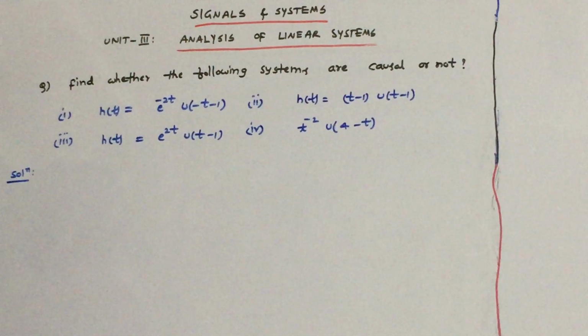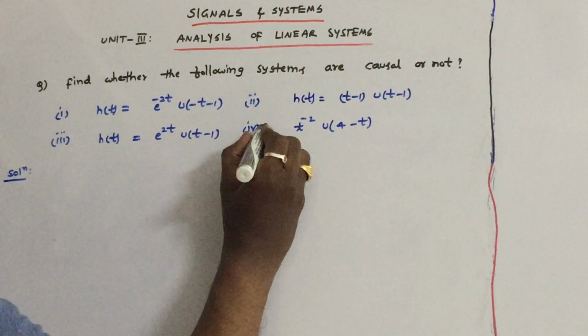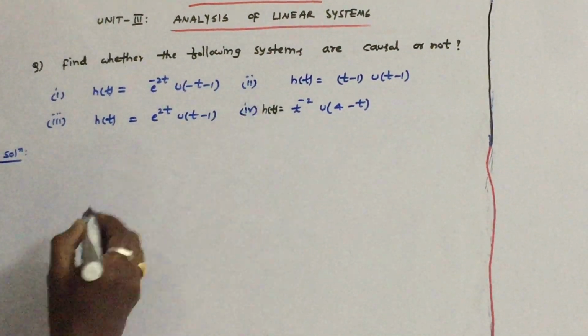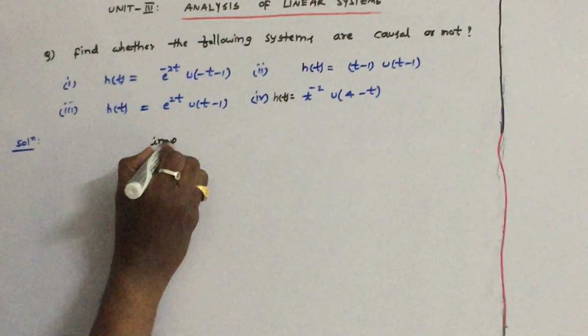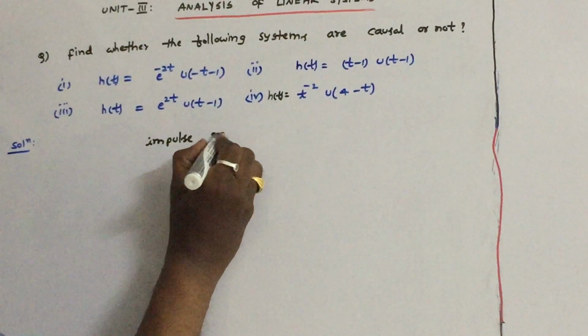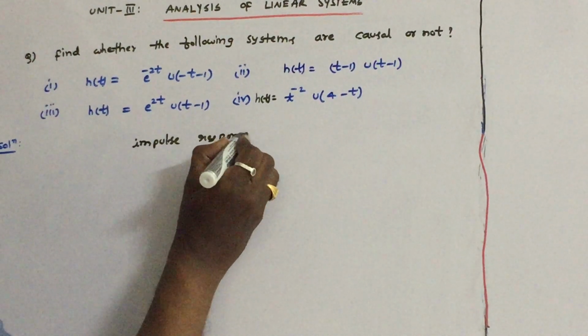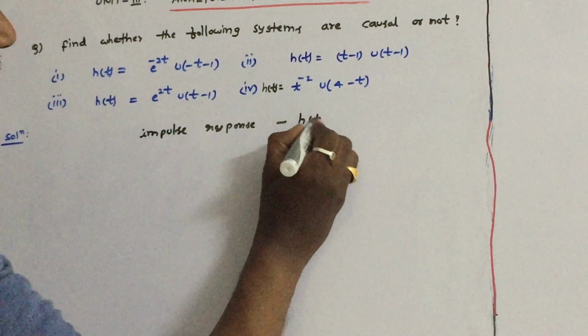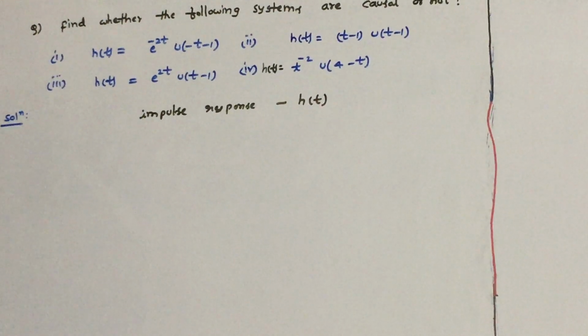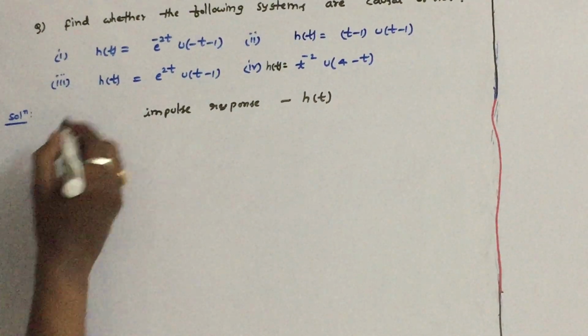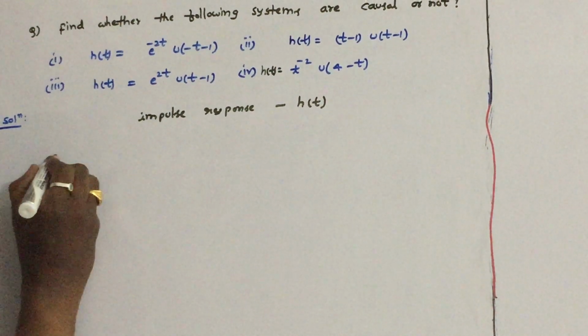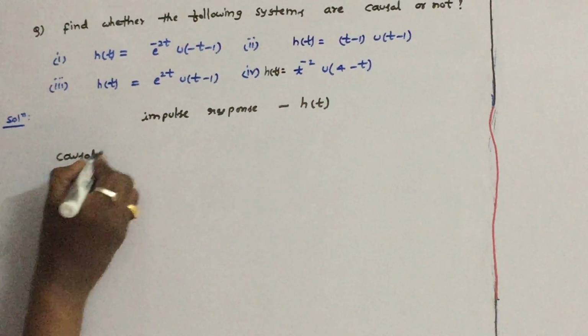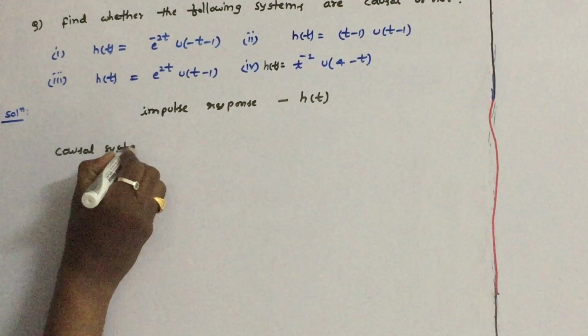Impulse responses are given. You can see that impulse responses, h of t, are given. So what is impulse response? Impulse response is represented with h of t for a continuous time system. So we have defined the causal system definition.